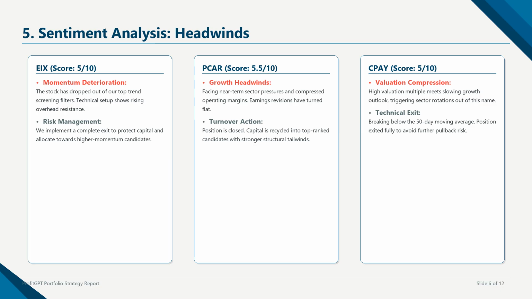Rather than holding underperforming assets in hopes of a recovery, our quantitative model enforces discipline by liquidating these positions fully. This prevents further drawdown risks and frees up capital that can be immediately rotated into candidates with far higher short-term momentum and stronger earnings revisions. Minimizing holding drag is essential for compounding portfolio returns over time, and our systematic screening helps us avoid the sunk cost fallacy.